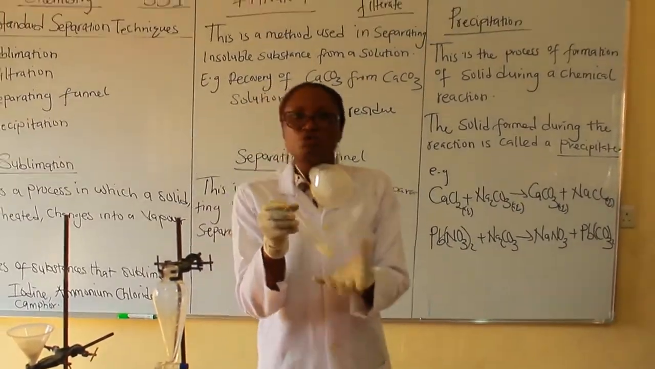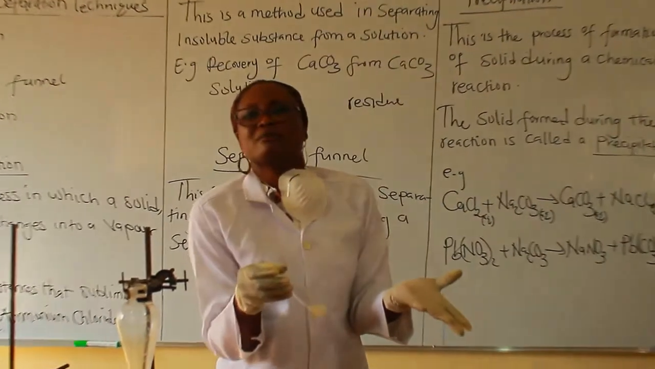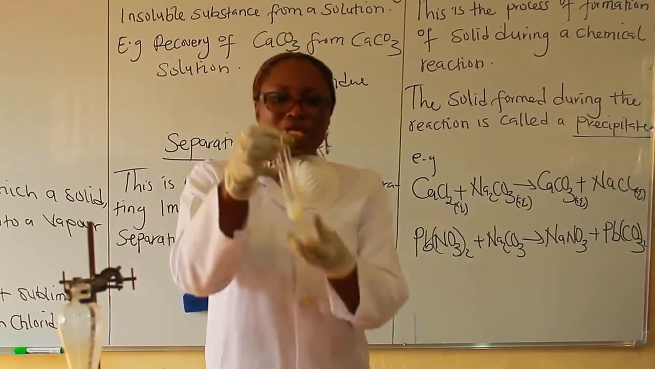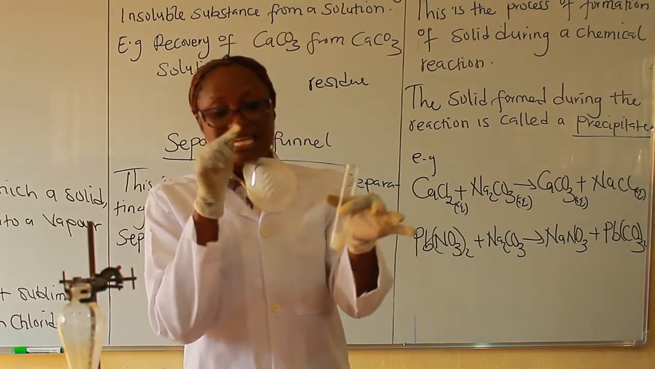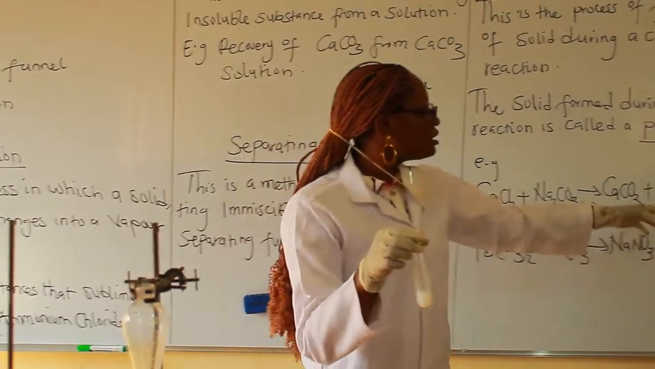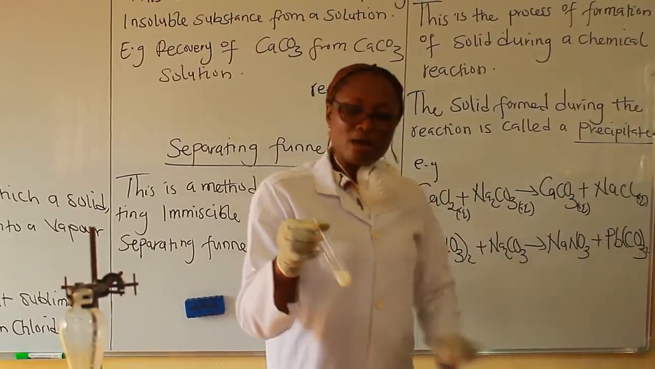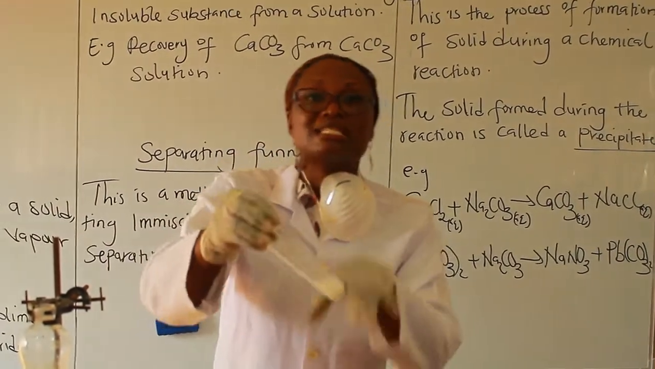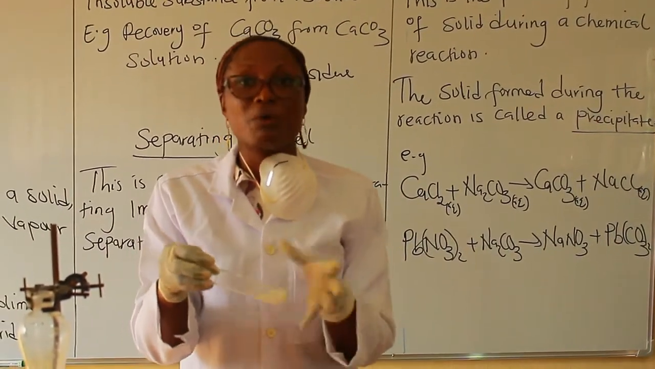Now, we cannot use it like this. What if we need just calcium carbonate, or we need the sodium chloride that is there? What do we do to get the solid? Because it is an insoluble solid. The soluble one is the sodium chloride, but the one that you can see very well and we say is a precipitate is insoluble. Okay, that's why we can see it.